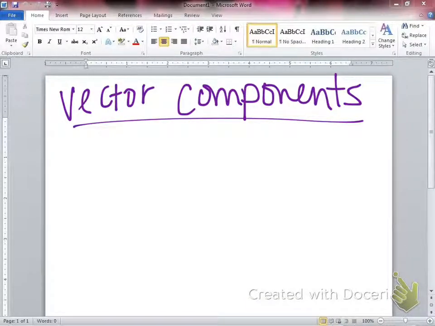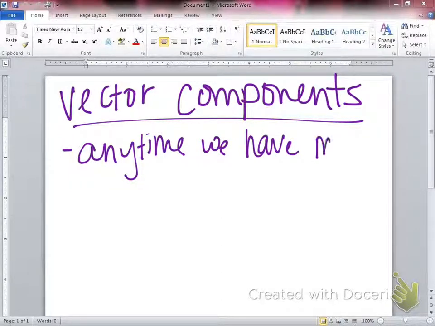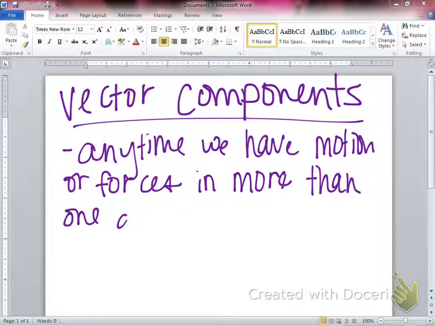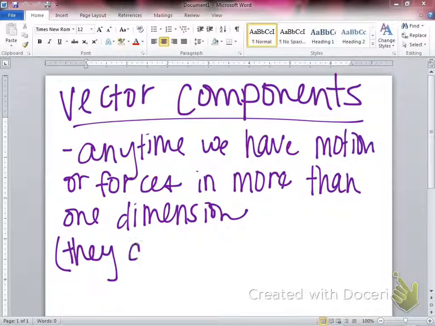Okay? And vector components is any time we have something at an angle. So this is any time we have motion or forces in more than one dimension. Okay, so what that means is that they are not just horizontal or vertical.